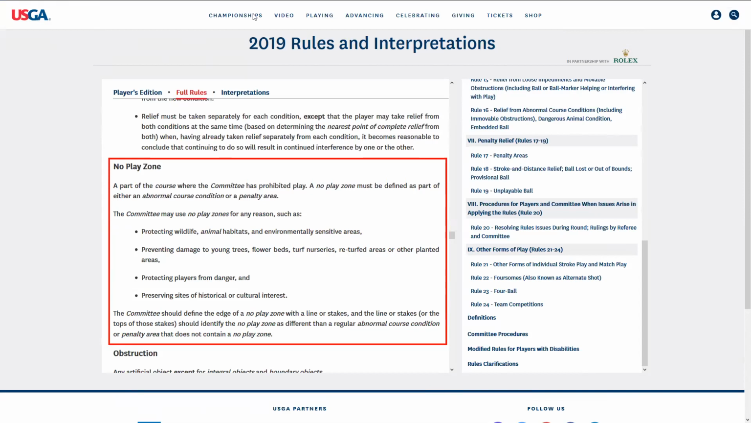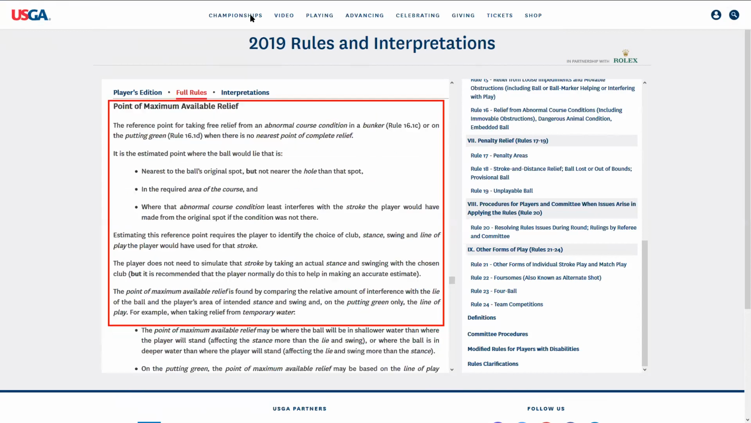Point of maximum available relief. Probably the least understood concept and probably the least used concept, which is a good thing. It's the reference point for taking free relief from an abnormal course condition in a bunker or on the putting green when there is no nearest point of complete relief. It's the estimated point where the ball would lie that is nearest to the ball's original spot, but not nearer the hole, is in the required area of the course and where the abnormal condition least interferes.